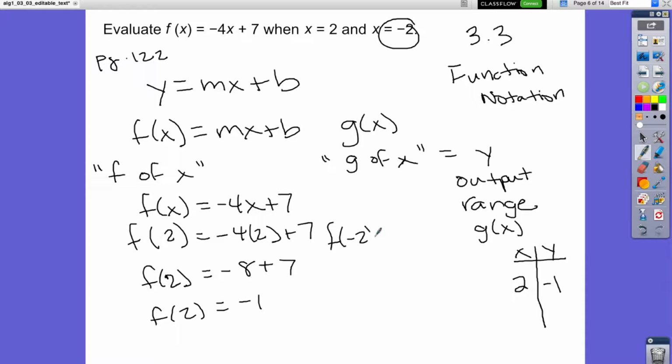So now let's do the second one, negative 2. F of negative 2 equals negative 4 times negative 2 plus 7. Negative 4 times negative 2 is 8 plus 7, 15. So when x is negative 2, y is going to be 15. And if you were to plot this on a graph, you're going to see that it makes a straight line.